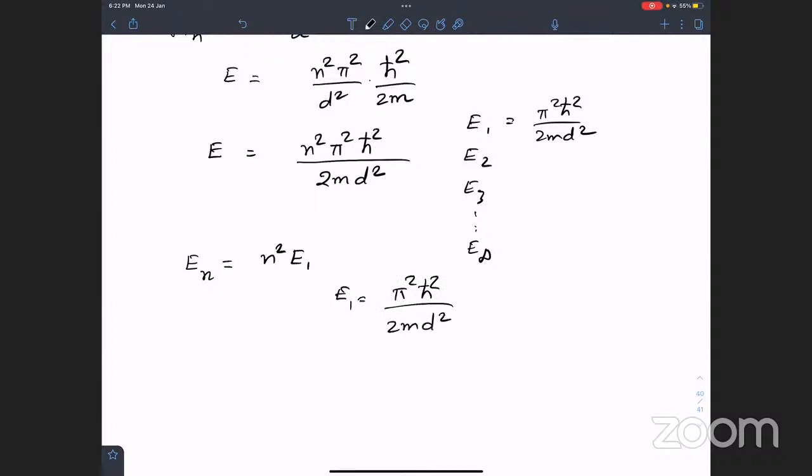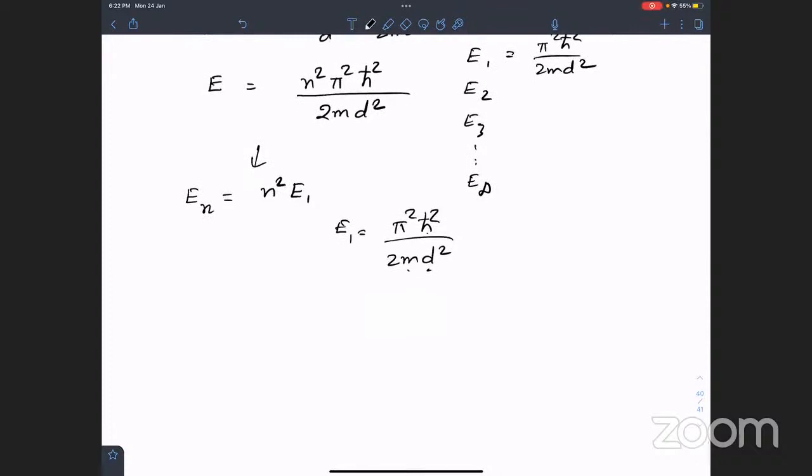Let us look at this. This part is clear to you. It's just n squared times, no problem. What is this physically telling us? What are the only parameters here? There is the mass of the electron. Pi and h bar, all these are numerical constants, not physical. Mass of the electron, and d is the width of the well. d is the size of the well.